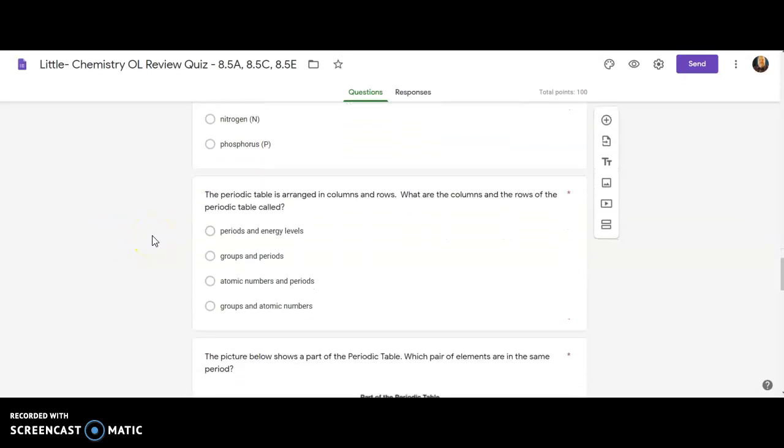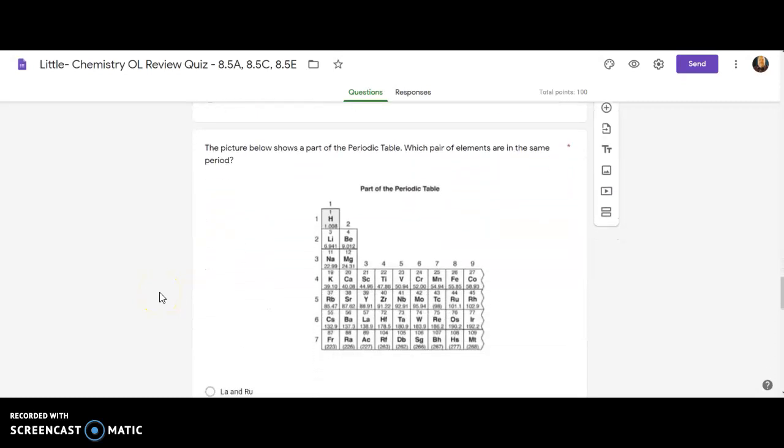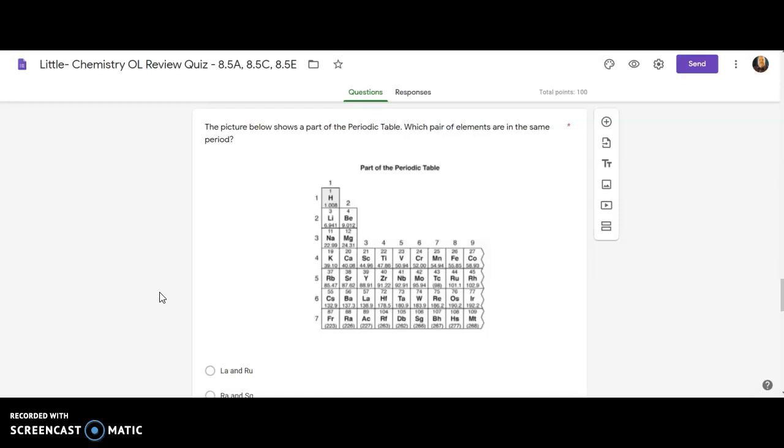Okay, next question. The periodic table is arranged in columns and rows. What are the columns and the rows of the periodic table called? Are the columns called periods and the rows called energy levels? Are the columns called groups and the rows called periods? Are the columns called atomic numbers and the rows periods? Or are the columns called groups and the rows atomic number? Hopefully you're seeing how important looking through those notes are and being able to answer these questions.